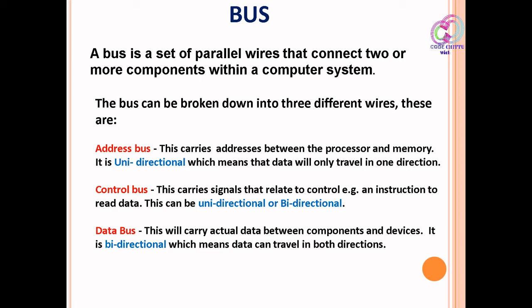Mostly it is unidirectional. A level they tell it is bidirectional, but for O level it is called unidirectional only. So you can just remember the address bus is unidirectional, which means that it can travel in one way, not in two ways. Okay, unidirectional means in one way.